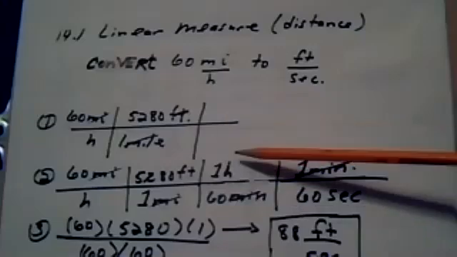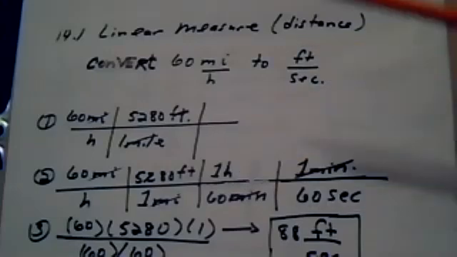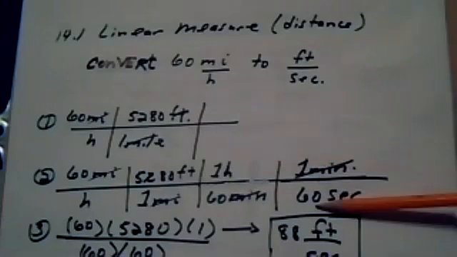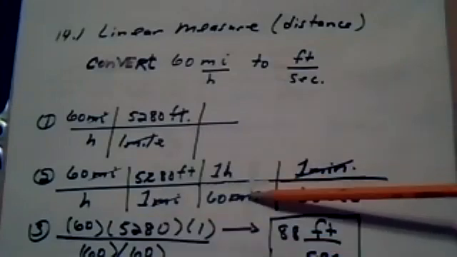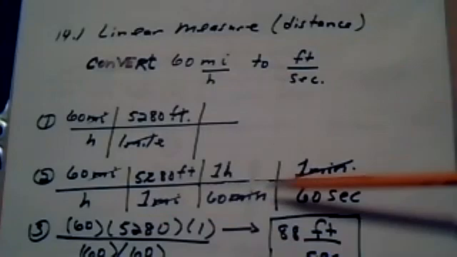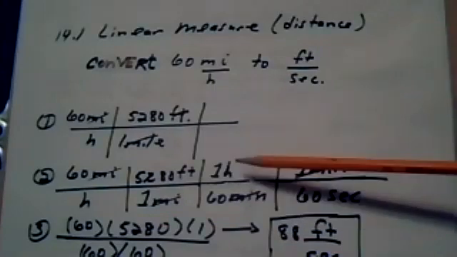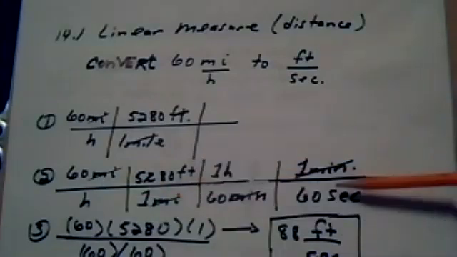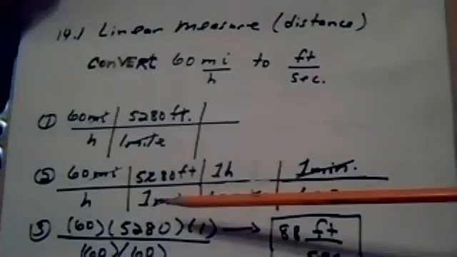So how can I cancel these minutes? Well, 1 minute equals 60 seconds. These hours canceled already, but now we have to cancel the minutes. So this minute cancels this minute. So you only have feet and seconds left, which is what you wanted. On the top you multiply straight across, and on the bottom straight across. It's like multiplying a fraction times a fraction times a fraction times a fraction, and you get 88 feet per second.